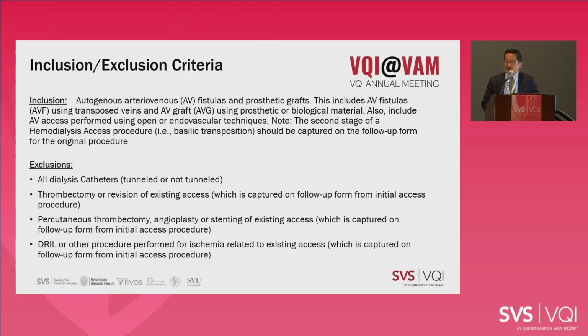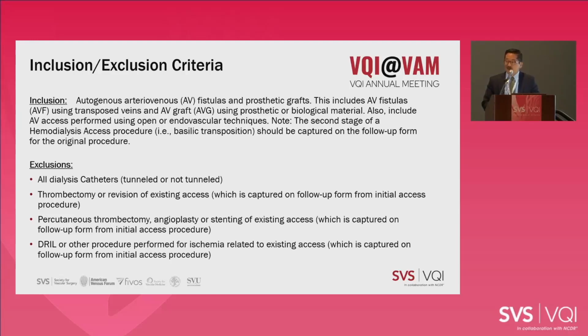Just note also that the second stage of a hemodialysis access procedure, typically a basilic vein transposition, sometimes a cephalic vein transposition, should be captured on the follow-up form for the original procedure. So some exclusions. All dialysis catheters are excluded, which is actually kind of a big deal because it turns out that most patients start dialysis with a catheter, but many times these are performed by sometimes nephrologists or radiologists, and so vascular surgeons are not typically the ones placing these.